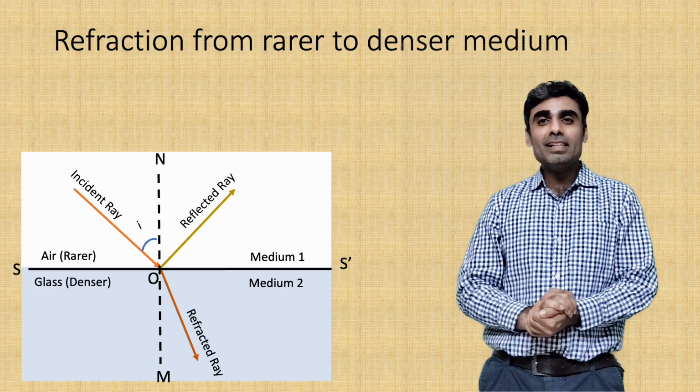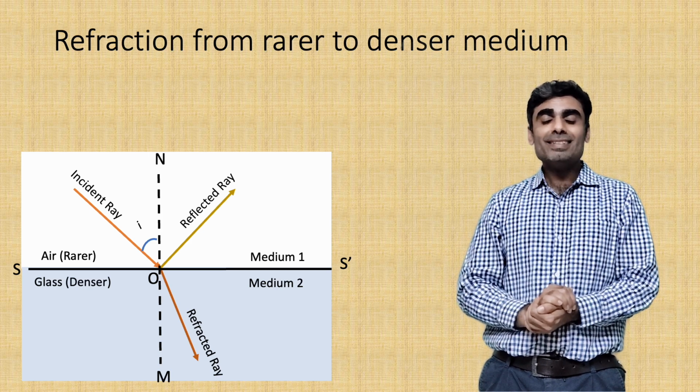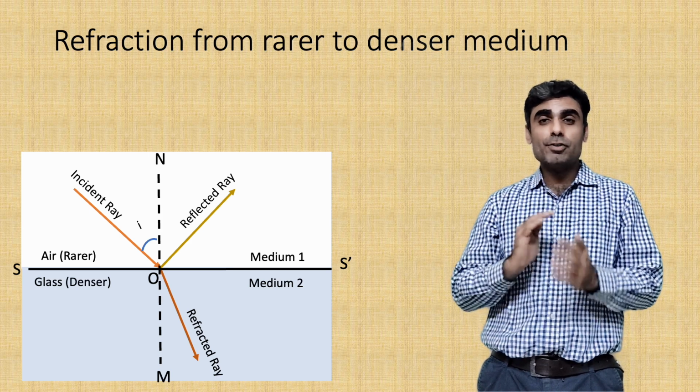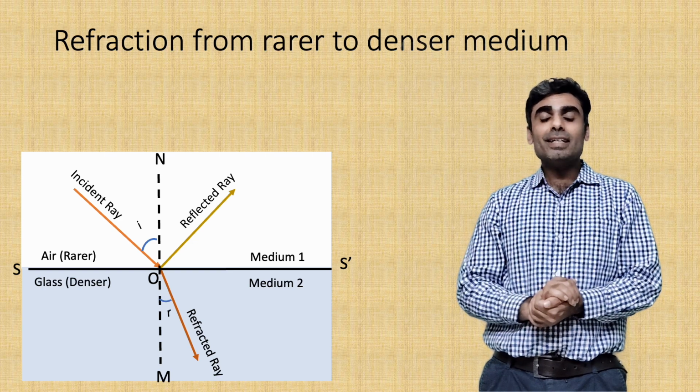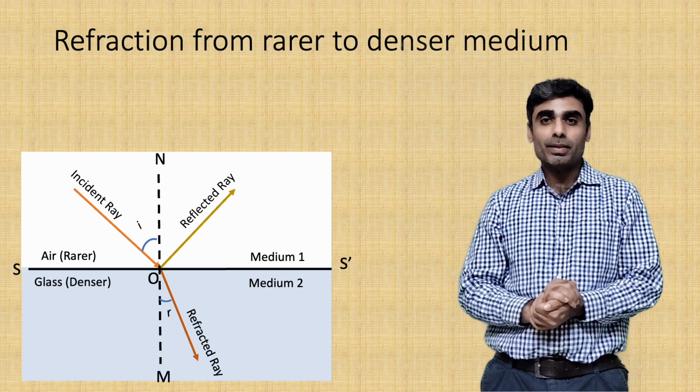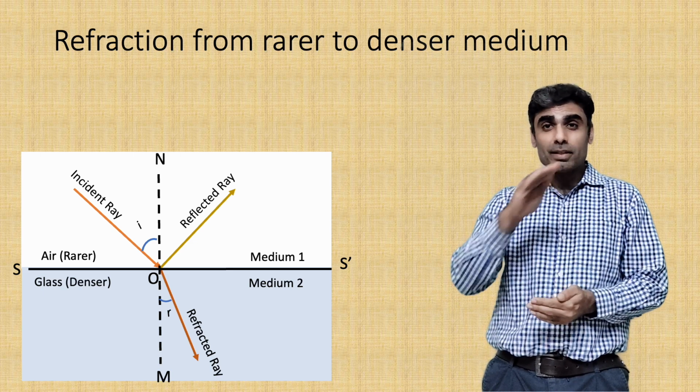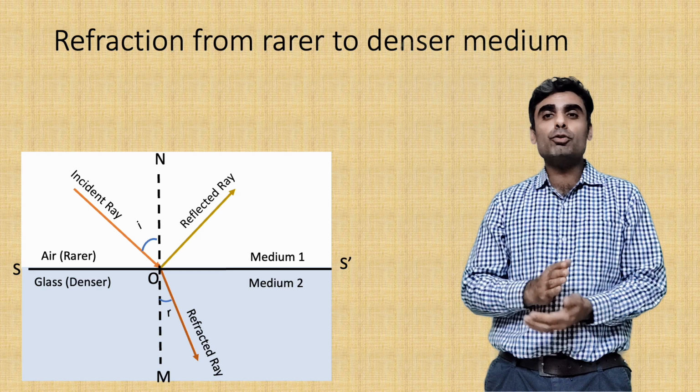I is the angle of incidence. This is the angle made by the incident ray with respect to the normal. Angle R is the angle of refraction. This is the angle made by the refracted ray with respect to the normal.